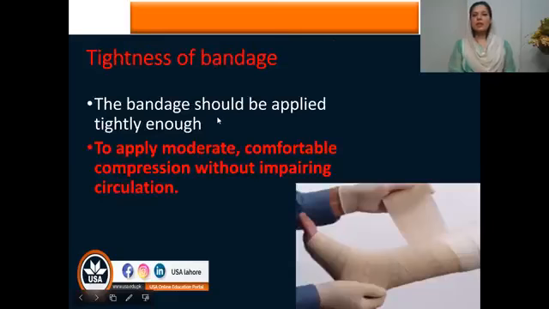And then the next point is what should be the tightness of the bandage. Meaning, when we wrap the bandage, how much do we have to tie it, what pressure should there be? The bandage should be applied tightly enough. We tighten it well, but this tightness varies from person to person. Obviously we do it manually, it is not quantifiable, you cannot say that this much was applied. So obviously every intention is to apply tight enough, but the tight enough should be moderate, comfortable compression without impairing the circulation. We will not tighten it so much that it impairs the circulation.